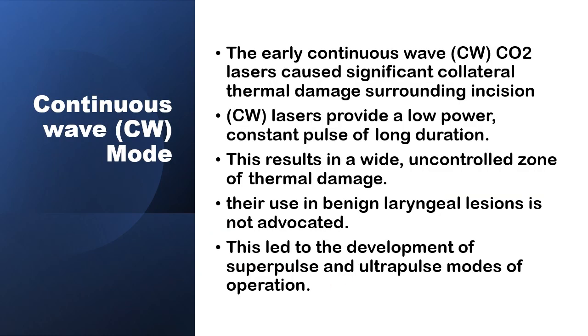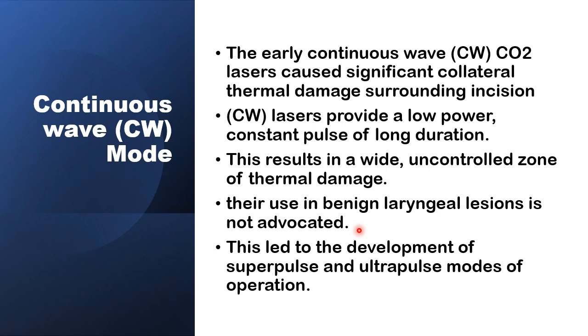The earlier laser machines used a continuous flow of a lasing beam, a continuous wave mode of carbon dioxide laser beams, for example. But this mode caused significant collateral thermal damage surrounding the focused area, the incision or the ablation area. This is because the continuous mode would provide lower power and a long duration of pulsing, and this would result in wide and uncontrolled zone of collateral damage. This is why its use in phonosurgery has almost been stopped.